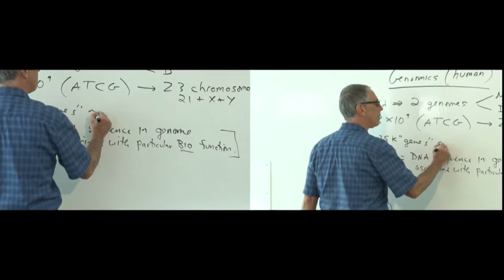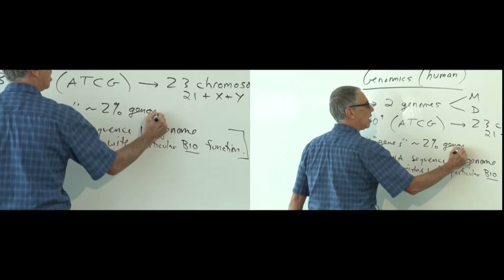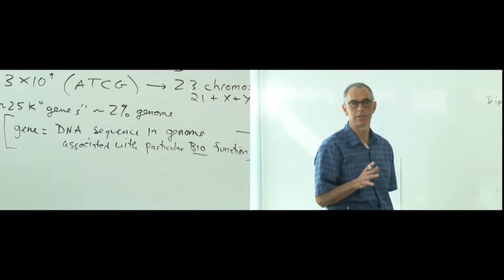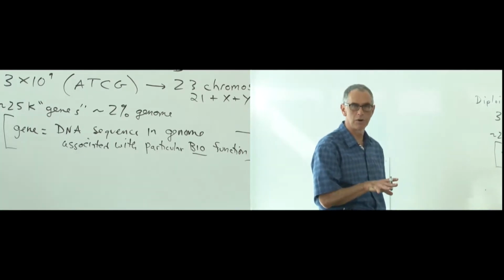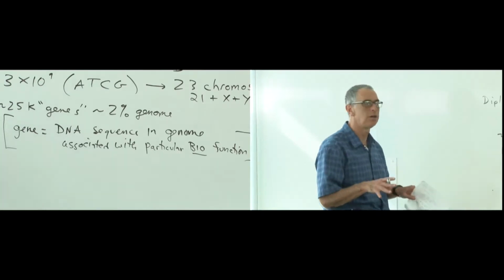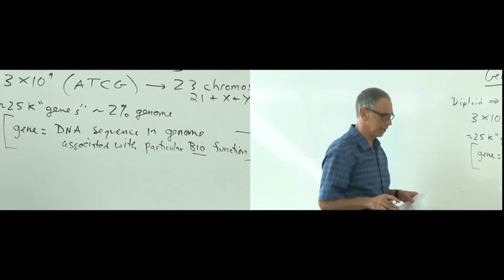Interestingly, only about 2% of the genome is DNA encoding for genes, which means 98% or so of the genome is non-coding and therefore involved in the control of gene expression or other important activities within the cell, but not coding for genes.